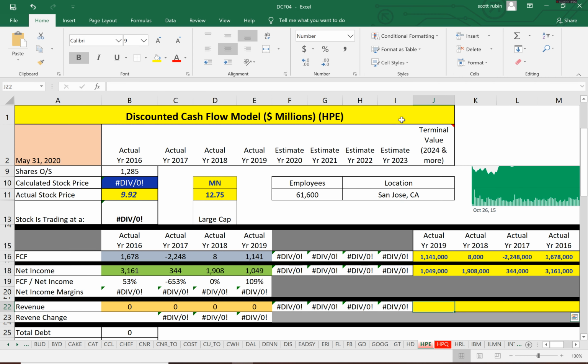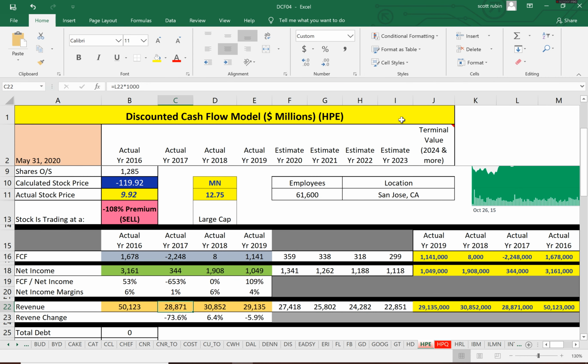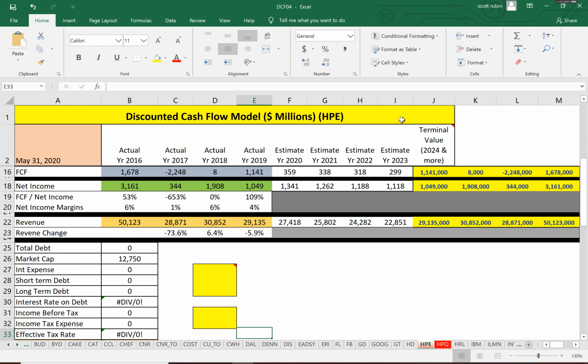And it looks like they had a really nice jump in, actually a big decline, because they had 50 billion in revenue in 2016, then it declined to 29 billion in 2019. Not a great sign. Let's forge ahead.